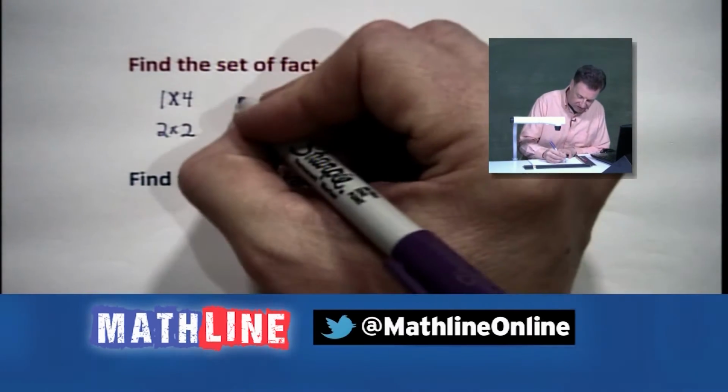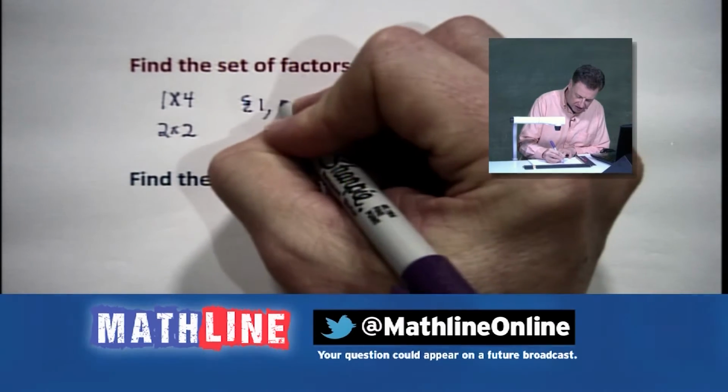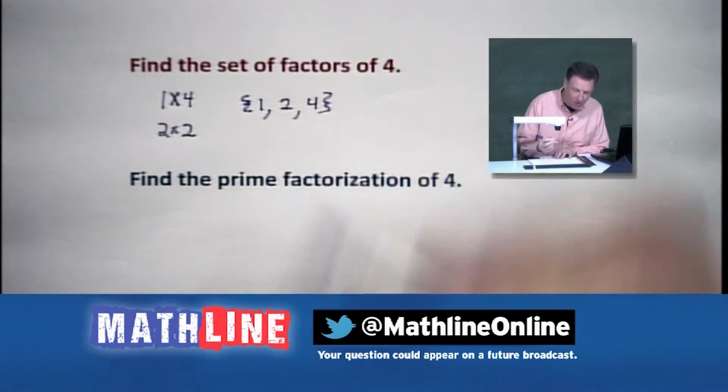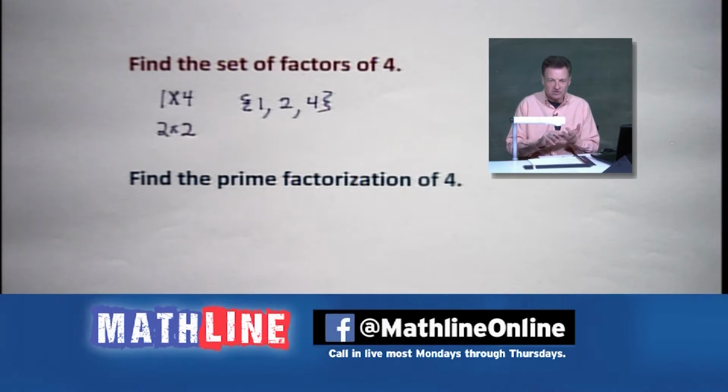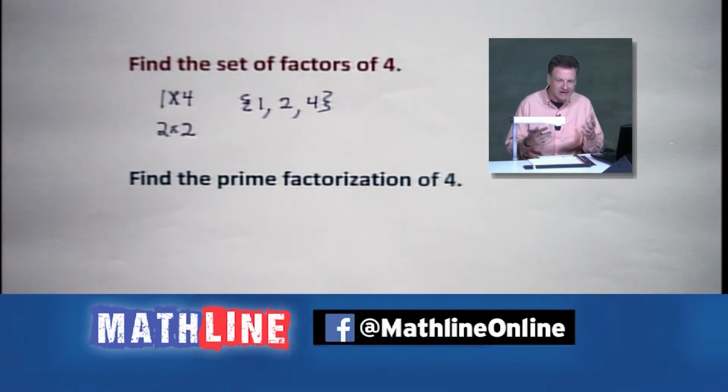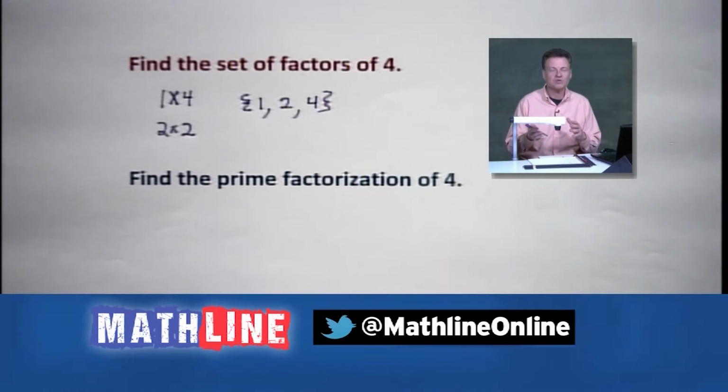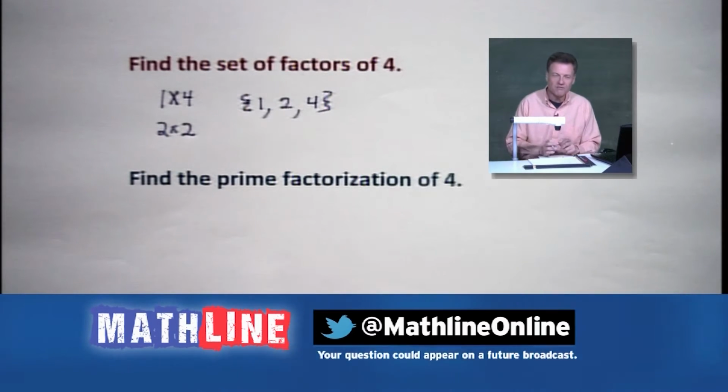So the whole set of factors of 4 is 1, 2, and 4. Now, as we count up numbers, 1 only has 1 factor. 2 has 2 factors. 3 has 2 factors, which are 3 and 1. 4 is the first number that has more than one set of factors. With 1, we had 1 times 1. We had 2 times 2 for 4, and we also have 1 times 4, which gives you 4. By the way, 1 and 4 are the first 2 perfect squares. Some really cool stuff going on here with the number 4.